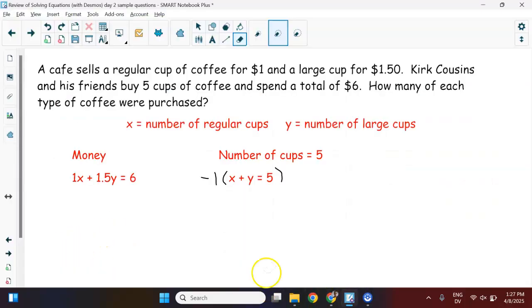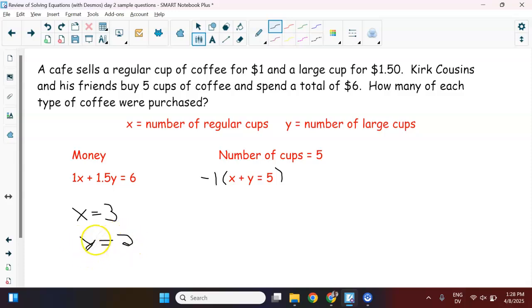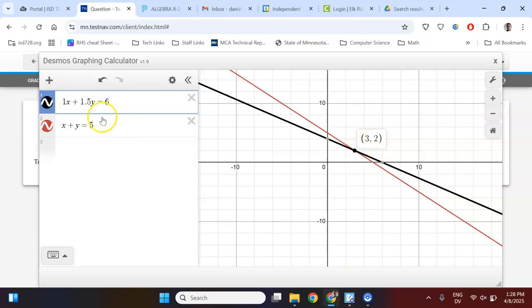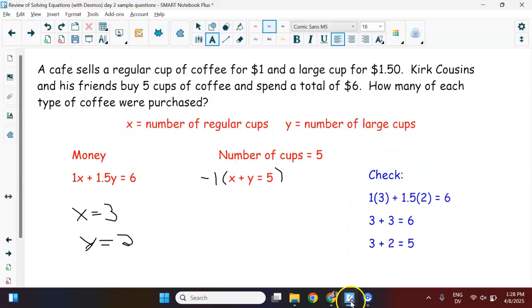So going back to our choice here, our answer was x, 3, and y, 2. Here's what the check would look like again. Put in 3 for x and 2 for y, and you get 3 plus 3 equals 6, so that's good. And then if you check the other one, it would just be 3 plus 2 does equal 5. So you can see that that solution works for both of the equations. And again, Desmos makes that really nice because you can just type it in. You don't have to solve for y, just type it in and click on where it crosses.